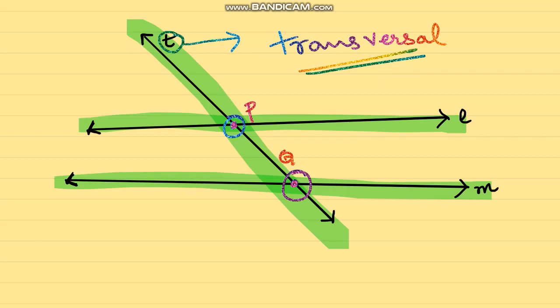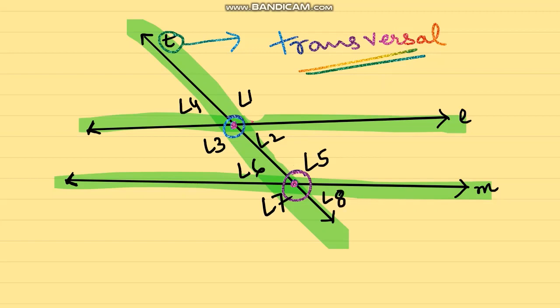Children, now let us find out how many angles are there in this particular figure. As you can see here, you can make 8 angles here. See, angle 1, angle 2, angle 3, angle 4, angle 5, angle 6, angle 7 and angle 8. Now, can you name two pairs of corresponding angles here?